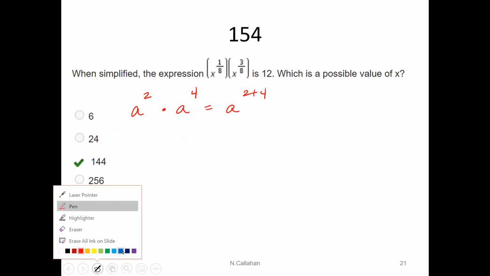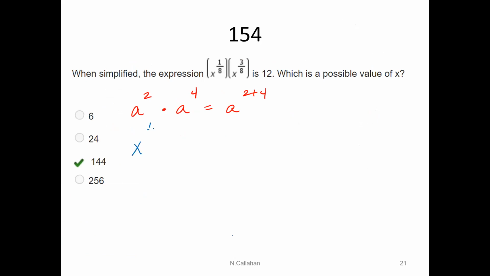So if I apply that rule to this, x to the 1 over 8 times x to the 3 over 8, that equals x to the... What do you do with the fractions? You add them, just like the a's. 1 plus 3 is a 4. 8 stays on the bottom because the denominator is not changing the fraction. And you can reduce it to 1 over 2.